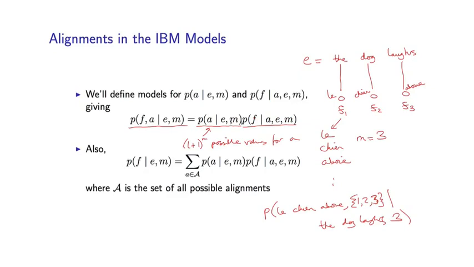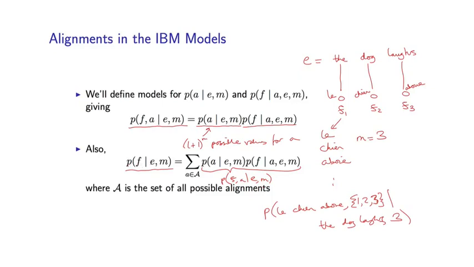Once we've done this, we can recover our end goal, which is to define a probability of any French sentence given an English sentence, and we can do this just by summing out over all possible alignments. This follows by the usual rules of probability. So this entire product here is P(F, A | E, M), and by the usual rules of probability you can marginalize out this alignment variable. You can sum it out to get a model of P(F | E).